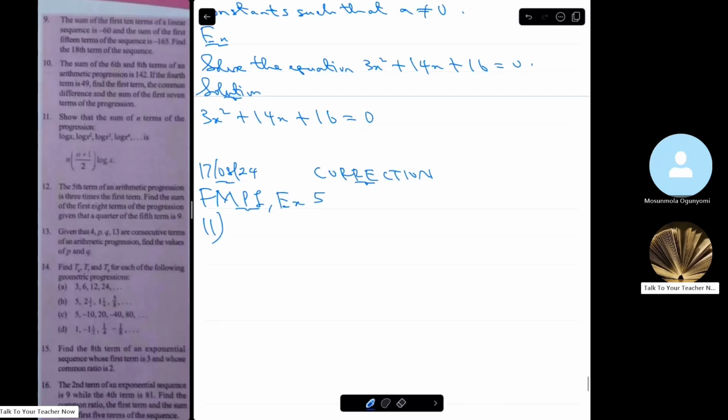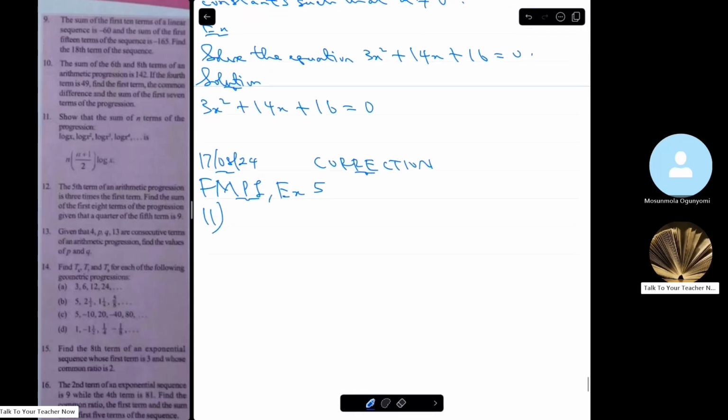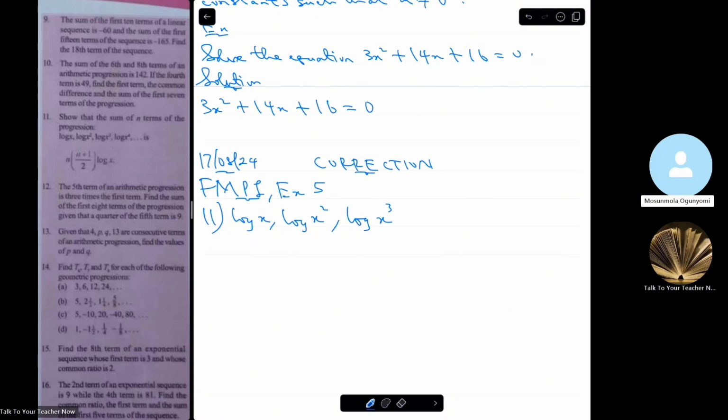Show that the sum of n terms of the progression: these are the terms of the progression log x. What else? Log x squared. What else? Log x cubed. Let me write that well. Log x raised to power 4, and so on. Exactly.